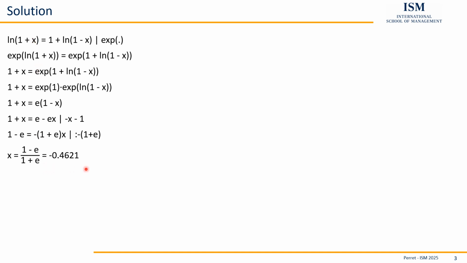Well, this value is smaller than 1. So 1 minus something which is smaller than 1 will give something which is still positive, so also no problem on the right-hand side. So here I found a solution which is also a feasible solution to the initial equation.